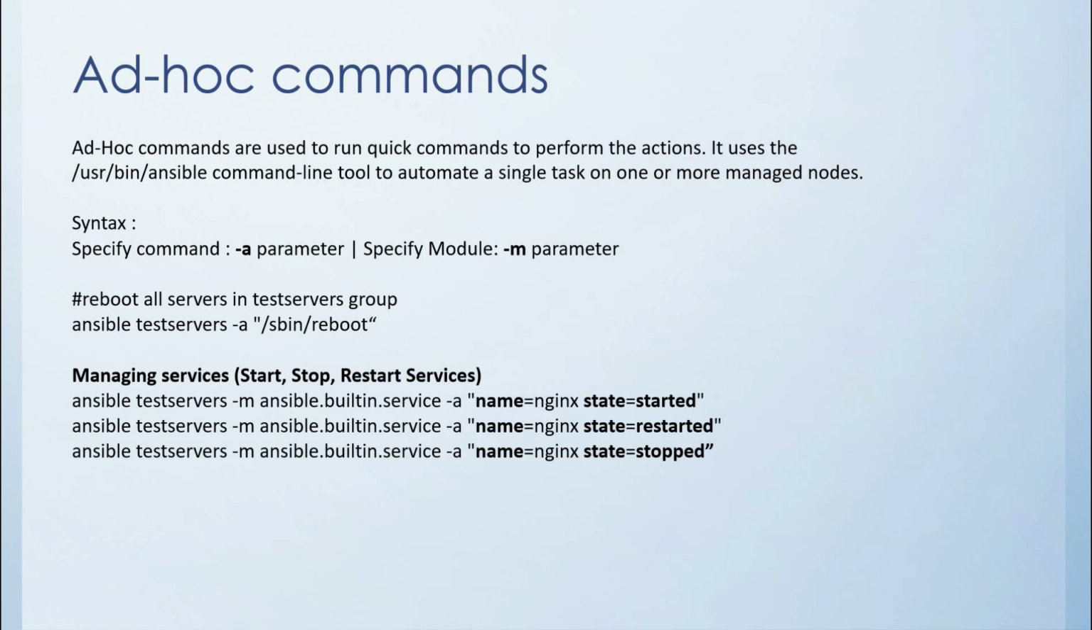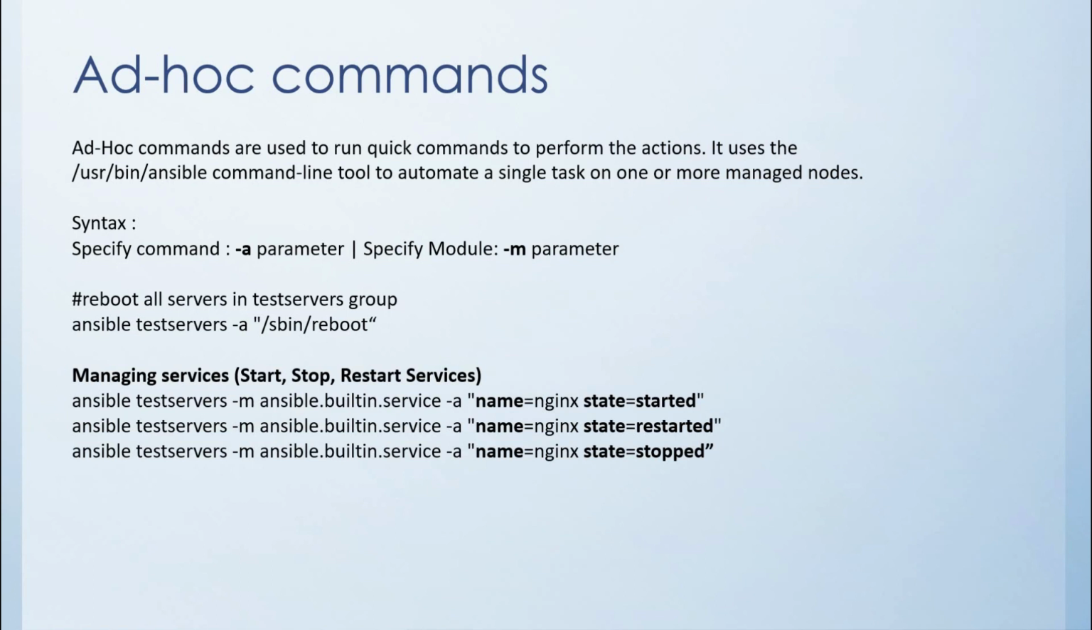Suppose you want to restart it, the command will be ansible test servers hyphen m ansible.builtin.service hyphen a, then the name of the service, that is Nginx, and the state equal to restarted. Now, if you want to stop an Nginx service, the command will be ansible test servers hyphen m ansible.builtin.service hyphen a, then the name of the service is Nginx and the state equal to stopped.